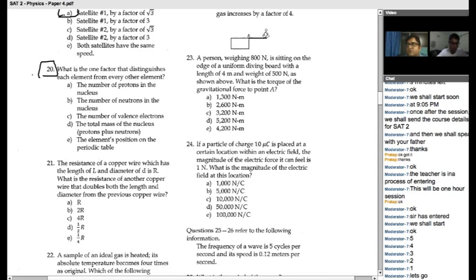If I have to distinguish between helium and hydrogen, I say that hydrogen has one proton, its atomic number is 1, whereas for helium the atomic number is 2. For two particles the mass can be the same, but for two different elements their atomic number would be different. It cannot be the same. So it is the number of protons in the nucleus.